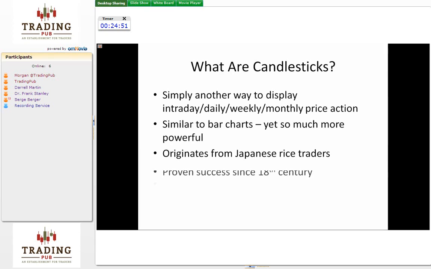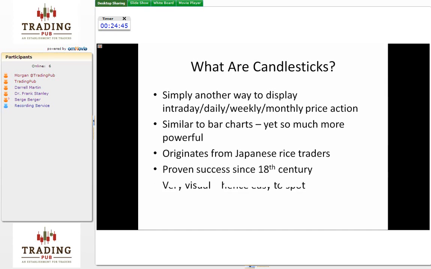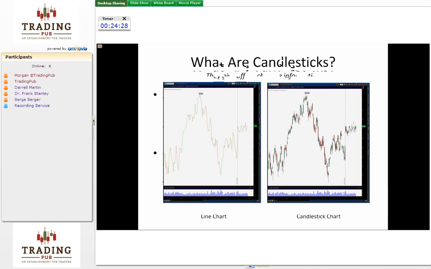Okay, what are candlesticks? Candlesticks are really nothing else than displaying price action in any time frame, intraday, daily, weekly, monthly, in a different and quite frankly a much more powerful way. They're similar to bar charts, but like I just said, they're just much more powerful. It all originated from the Japanese rice traders. I think they started using this in the 18th century, so this stuff really works.